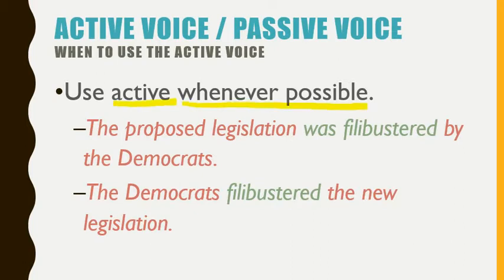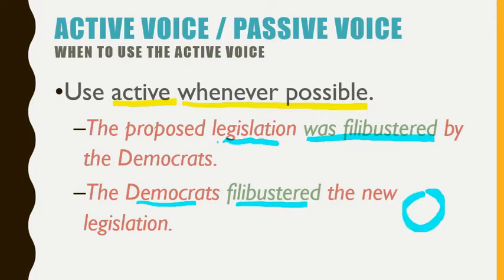So in a sentence like this, the proposed legislation was filibustered by the Democrats. Okay. We use the passive verb here, was filibustered, and we started with the legislation as the subject. In this case, there's not much reason to justify using a passive voice, because you can say the Democrats filibustered the new legislation. And this is considered more direct, more forceful, and it's shorter, it's more condensed. You're not wasting words and space by using the active verb. And so this is the preferred version, okay, when possible.